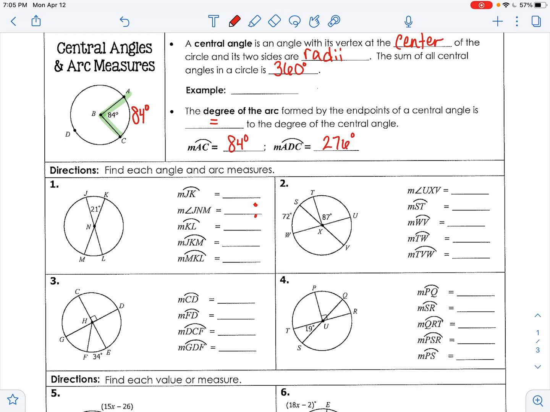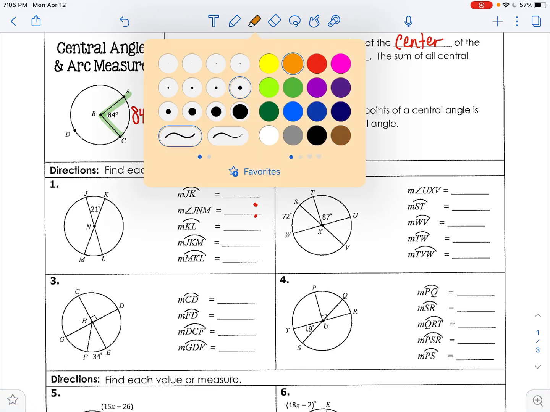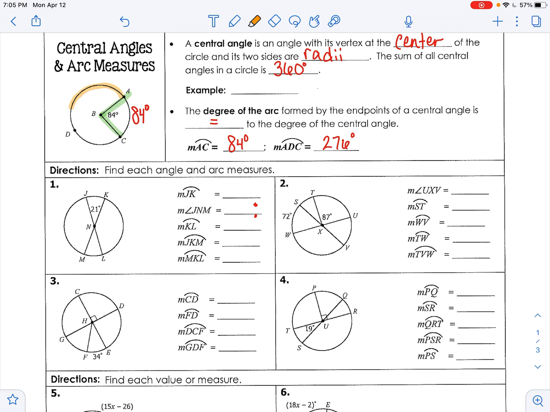There's no algebra to do. It's just the same exact number. One very important point to know is that a whole circle is 360 degrees. So if one part of the circle is 84, well then the rest of the circle would be 360 minus 84, which would be 276 degrees. So that would be 276 degrees for the rest of the circle.